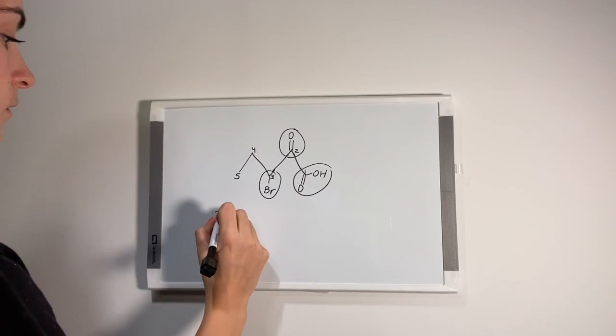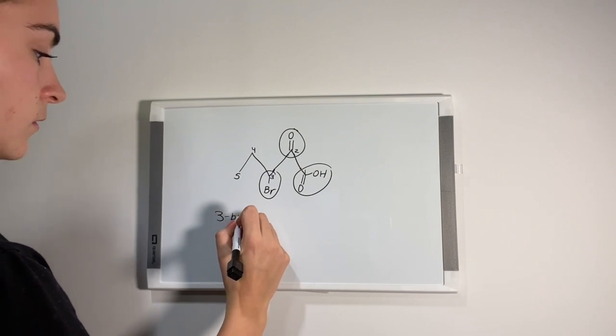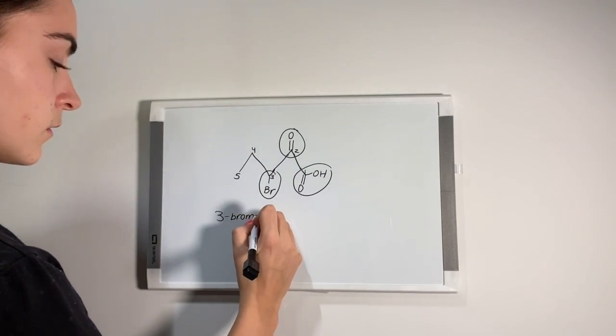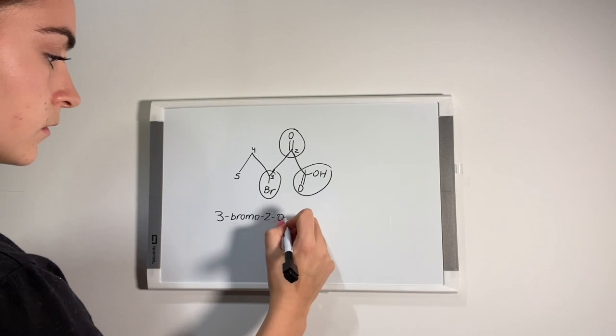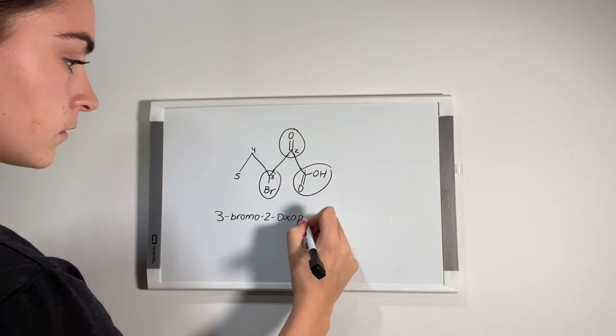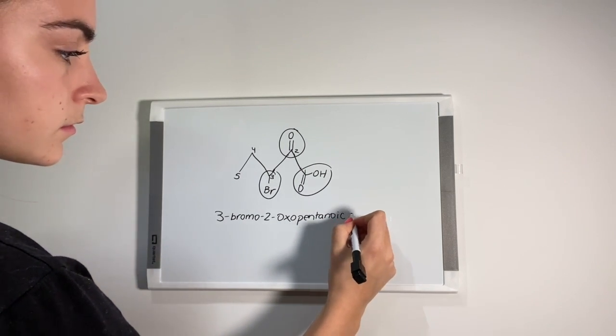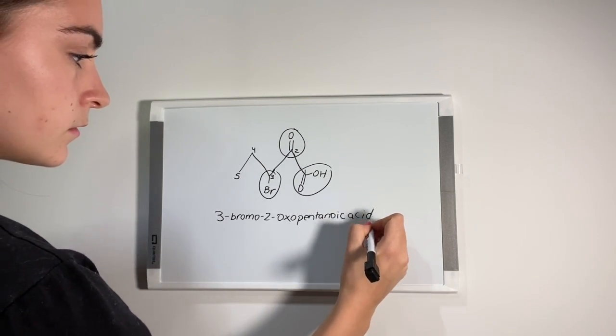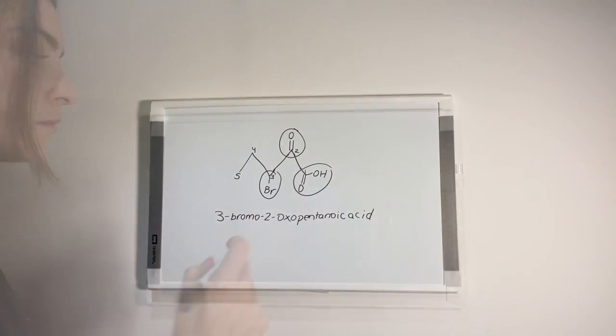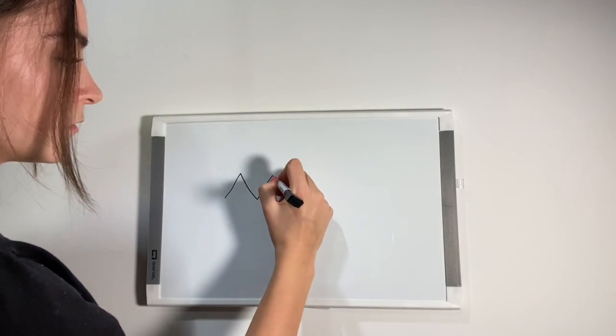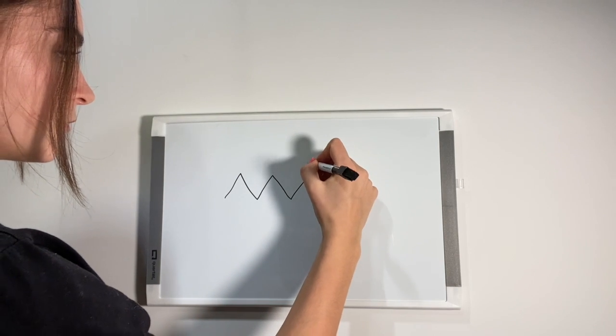The alkyl halide group will take the name bromo. Next is the ketone, which will have oxo instead of -one because it is not the highest priority. And it'll end in oic acid because of the carboxylic acid group. So the full name is 3-bromo-2-oxopentanoic acid. The next example I have here is a 7 carbon chain, so it is a heptane.